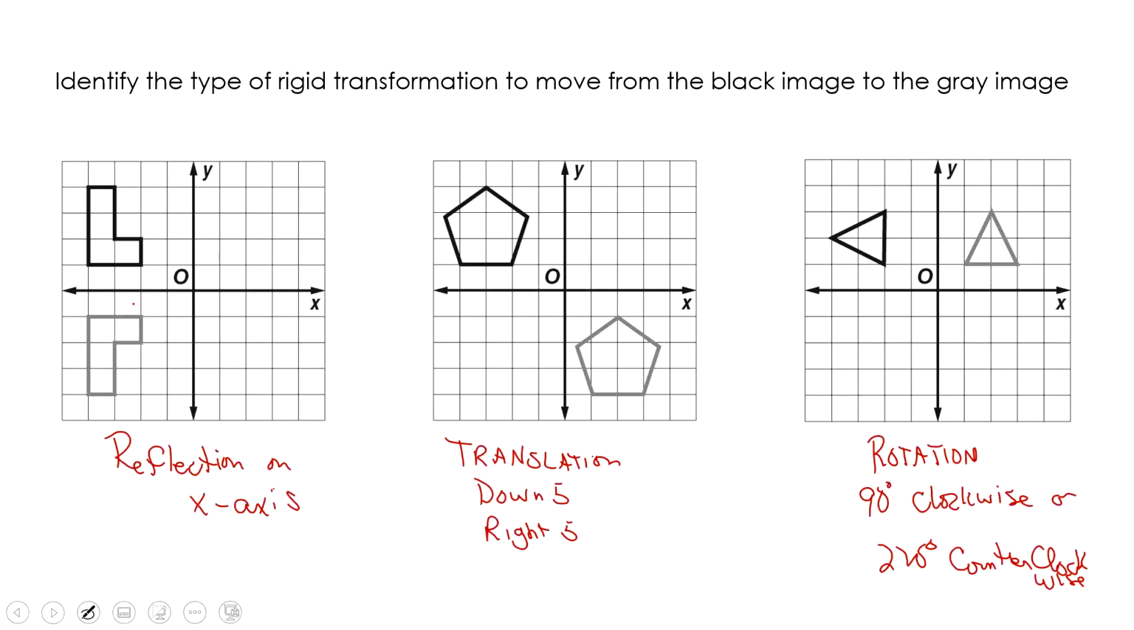Okay, the first one, for the L, it's just a reflection on the x-axis. The second one was a translation. It moved 5 units down, 5 units to the right. And then for the third one, the triangles, it was a rotation. It was either a 90-degree clockwise or a 270-degree counterclockwise rotation. Either one would work on the test. Just remember, if you're not told, it's always counterclockwise.